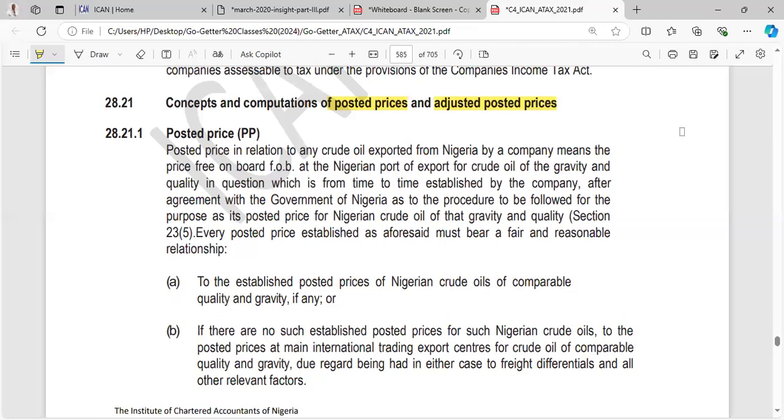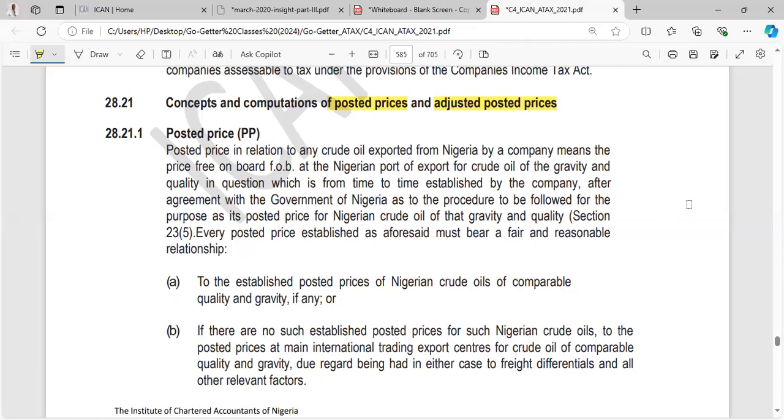So what it means here is posted price. Let's use Dangote as an example. Dangote is an exporter of crude oil, right? Now, the posted price of crude oil is going to be the price free on board at the ports where this oil is being exported. And they are going to look at the quality of the oil and the gravity of the oil. These two things will be looked at before agreeing on what will be the posted price.